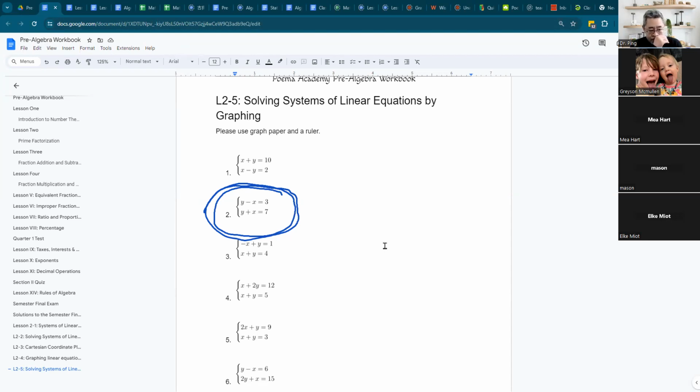Good job, Roger. Now, if you don't use a ruler and a graph paper, then it's easy to make a mistake. It was so distracting.